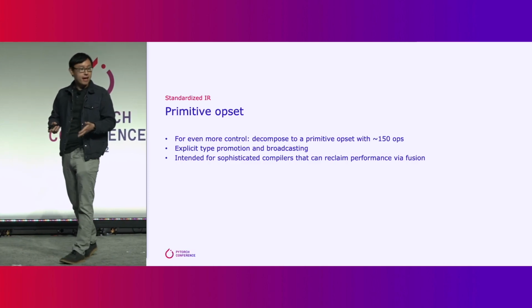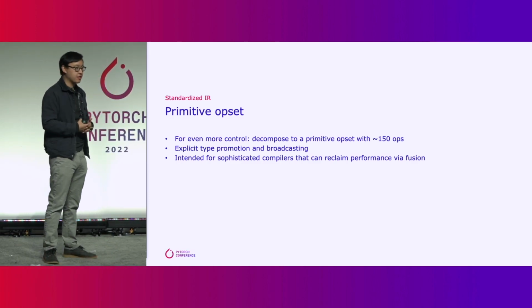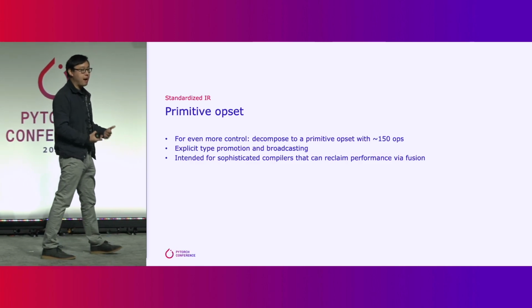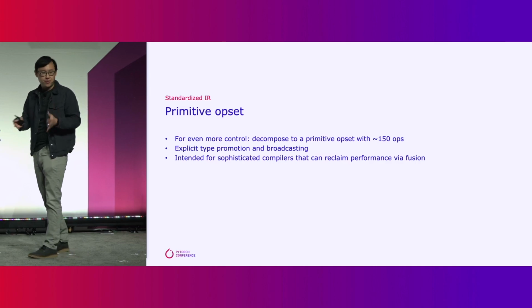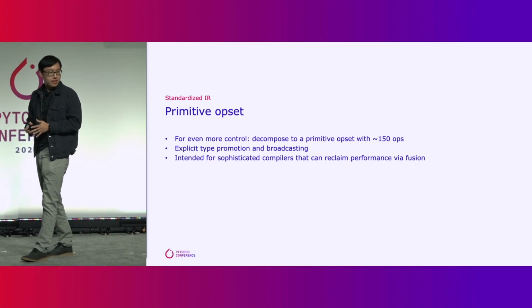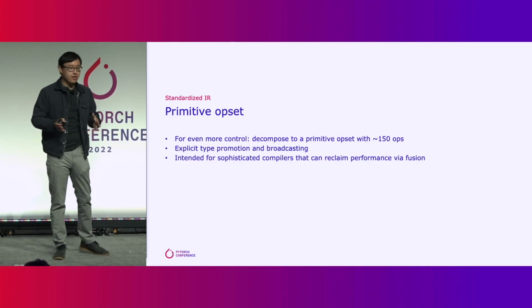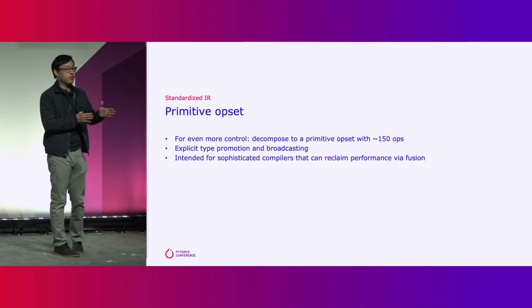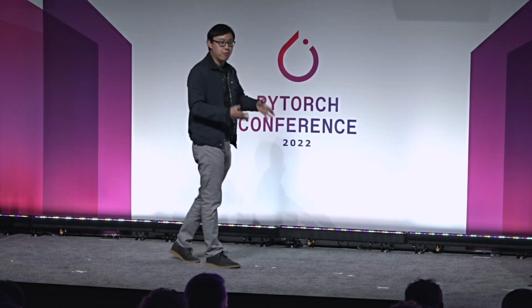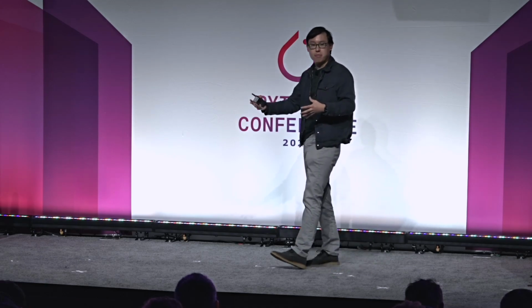For sophisticated backends that want even more control, and Jason talked a little bit about this, we can further decompose operations to a so-called primitive operator set. That's just 150 to 250 ops with very, very simple semantics. In this case, a lot of the implicit behavior of PyTorch operators, like promoting different tensor types and broadcasting shapes, can be made explicit. Our goal here is to achieve functional conformance as a PyTorch backend. You really only need to implement the set of primitive ops, and this makes it a lot easier to bring up a new backend on PyTorch.